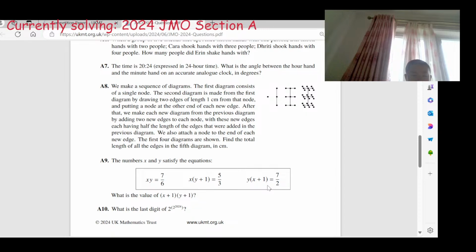A9, x1 plus y1. You add these two, plus 1 minus 7 over 6, 6, 10 plus 21, 31, 24 over 6 is 4, 5, lock in 5.